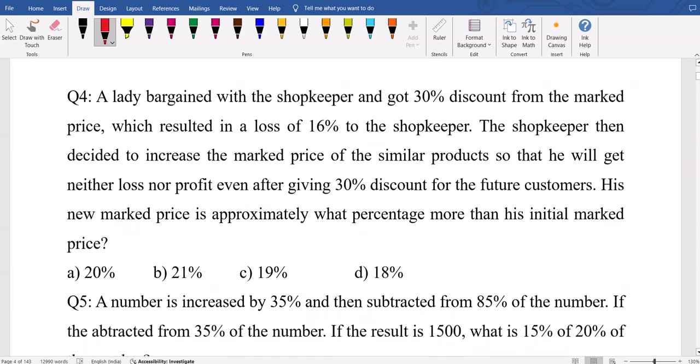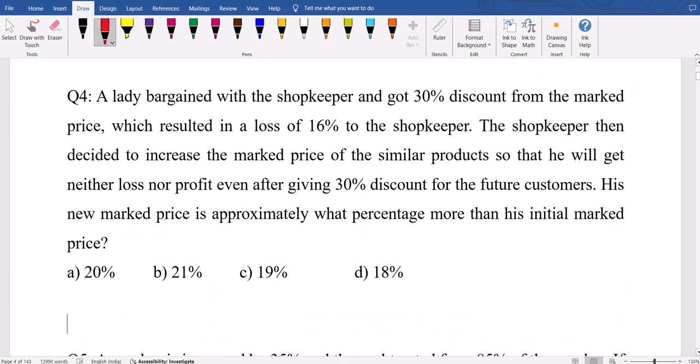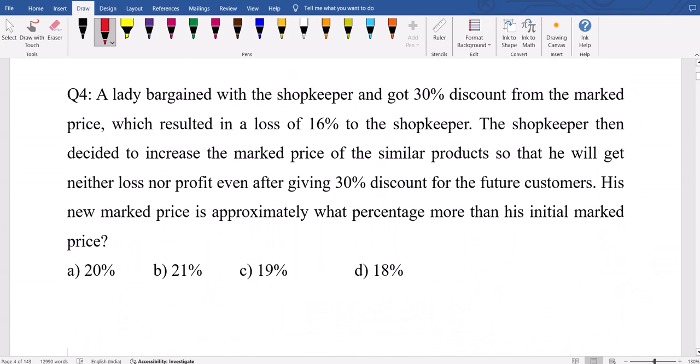Now let's see about this question. Profit and loss related. Read the entire question carefully. I'll wait for your answer.